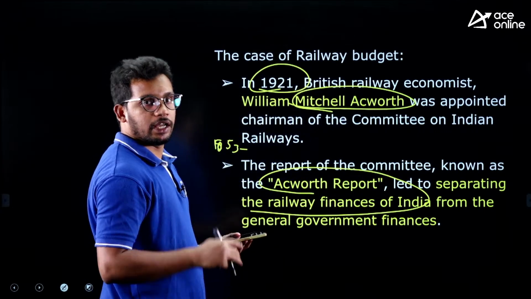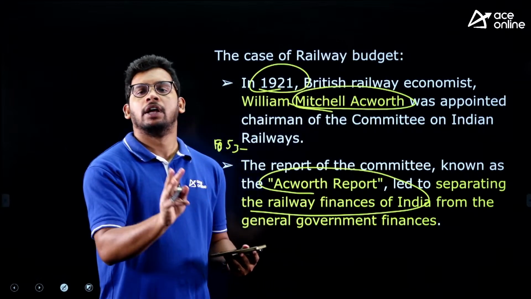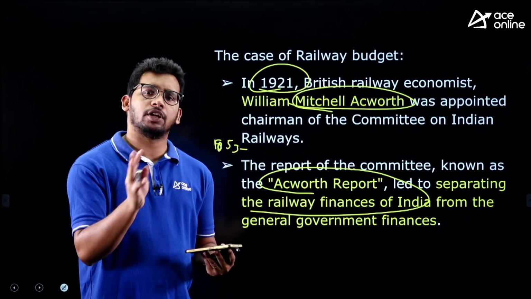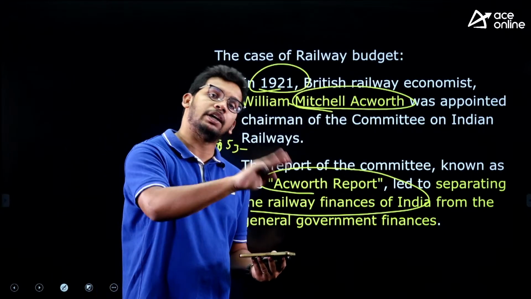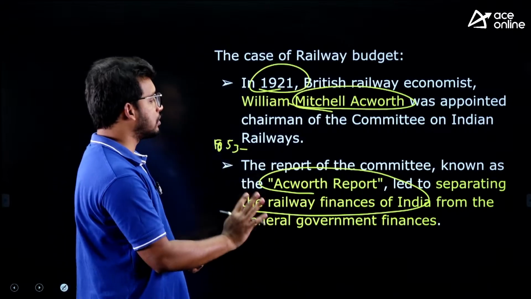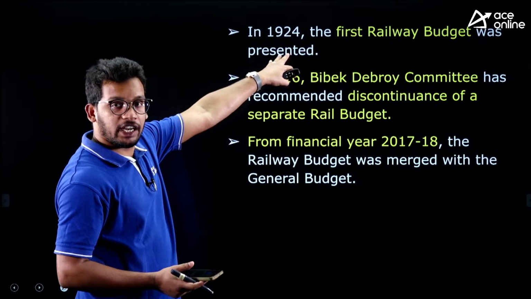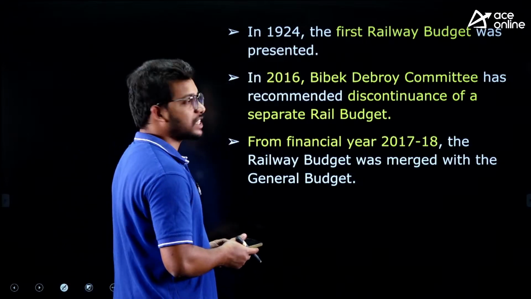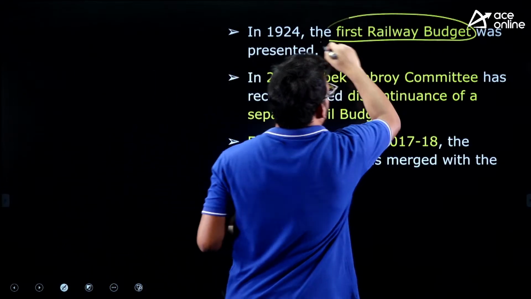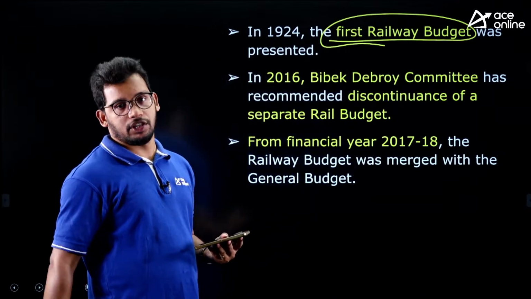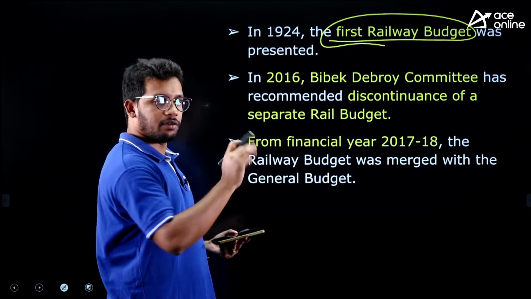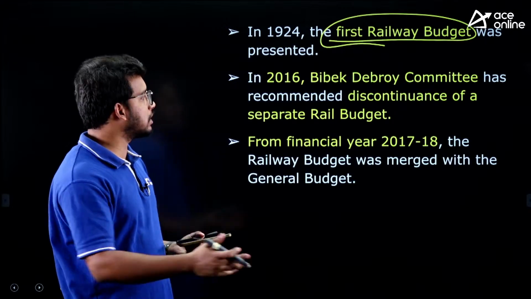The Ackworth report was given to the British government. They said that we should not combine the railway budget with the normal budget. We should have a different budget, right, for railways. So this committee recommendation was agreed, and in 1924, for the first time, the railway budget was given separately from the normal budget, right? So the railway budget was put forward by the railway minister separately.